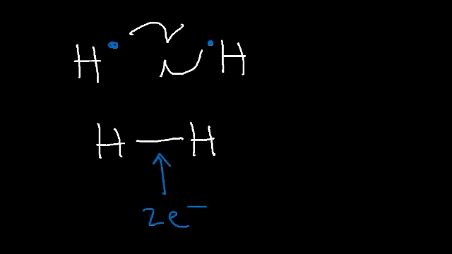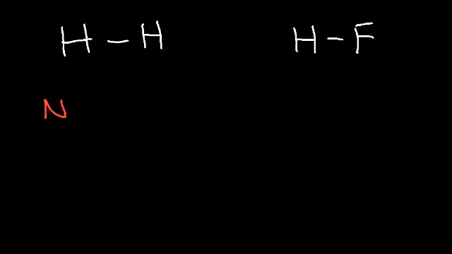Now there are 2 types of covalent bonds you need to be familiar with: polar covalent bonds and non-polar covalent bonds. The bond between 2 hydrogen atoms is considered to be a non-polar covalent bond. The reason why it's non-polar is because the electrons are shared equally between those 2 hydrogen atoms.